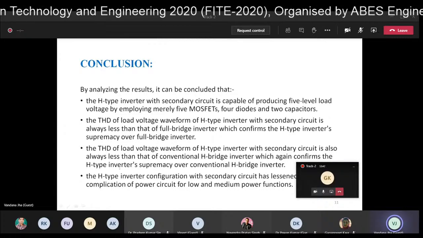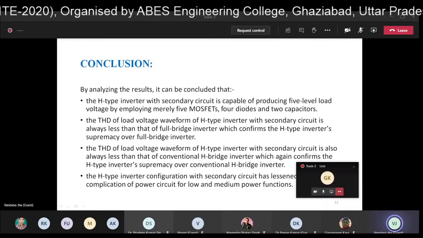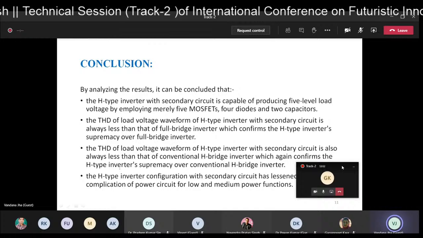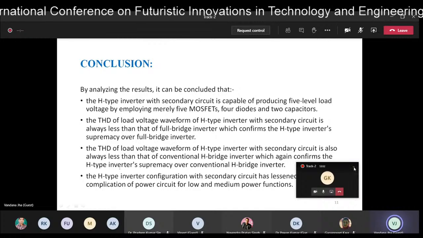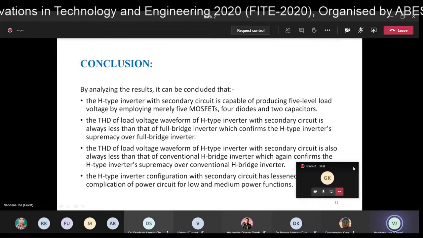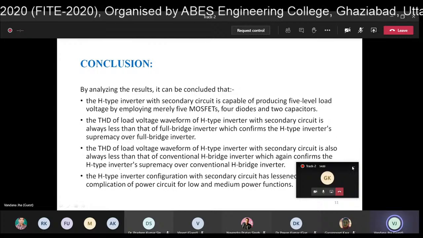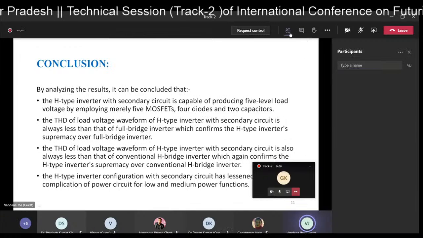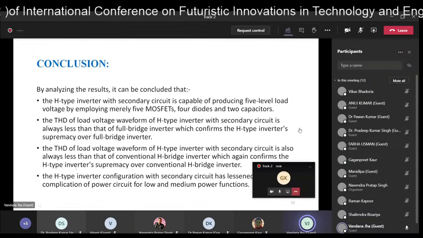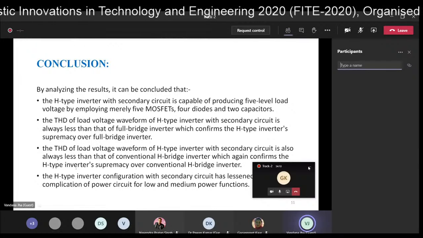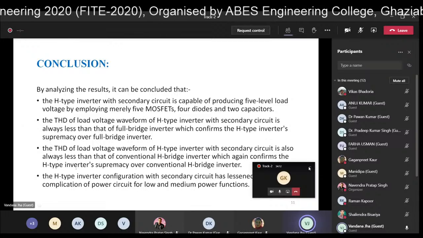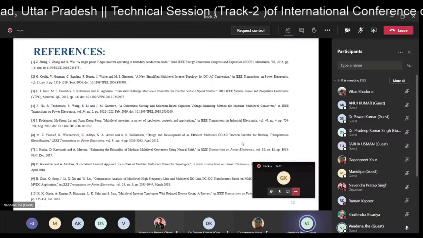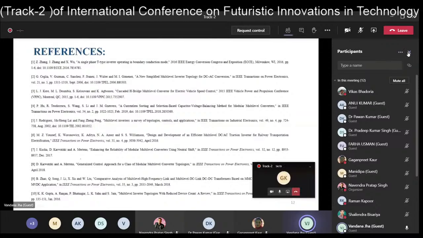The third conclusion is that the THD of the load voltage waveform of H-type inverter with secondary circuit is also always less than that of the conventional H-bridge inverter, which again confirms the H-type inverter's supremacy over the conventional H-bridge inverter. And the last is that the H-type inverter configuration with secondary circuit has lessened the complication of the power circuit for low and medium power functions. And these are the references which I have used in my paper. Thank you.